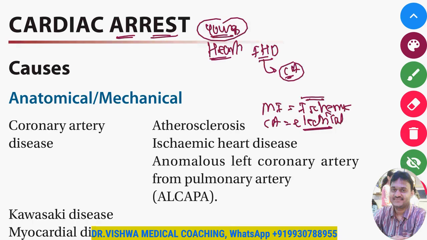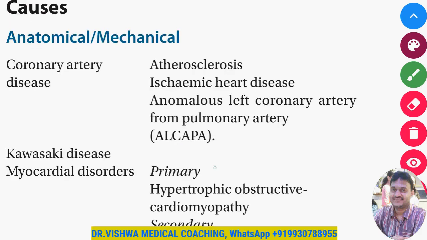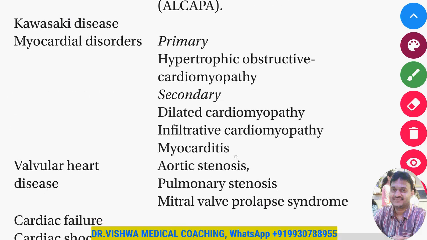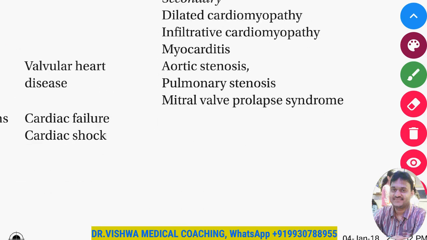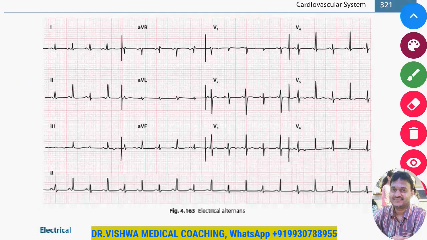तो दोनों में डिफरेंस है. Cardiac arrest can even occur in a normal heart also. नॉर्मल हार्ट, yes, it can be predisposed to coronary artery disease, लेकिन ये बिना coronary artery disease के भी हो सकता है. Atherosclerosis, ischemic heart disease, और anomalous left coronary artery from pulmonary artery, Kawasaki disease, myocardial disorders, valvular heart disorders. There are a lot of other pathologies which can lead to cardiac arrest.